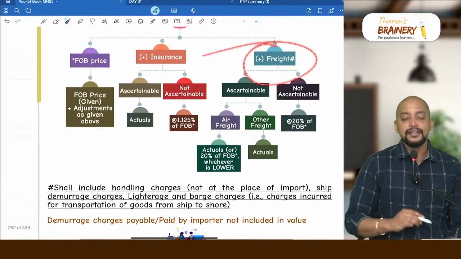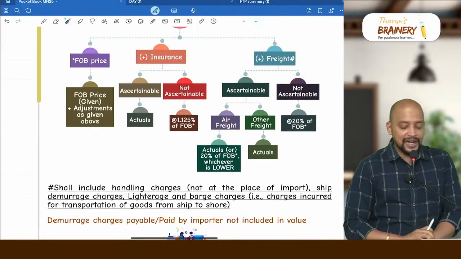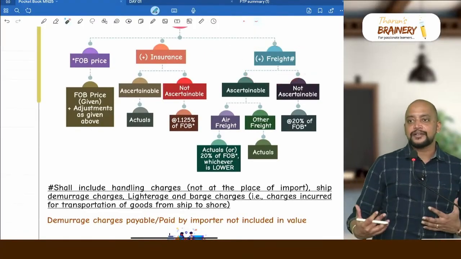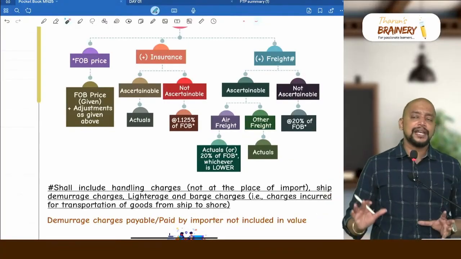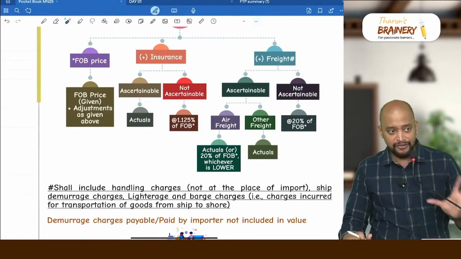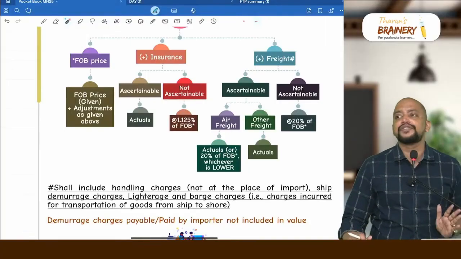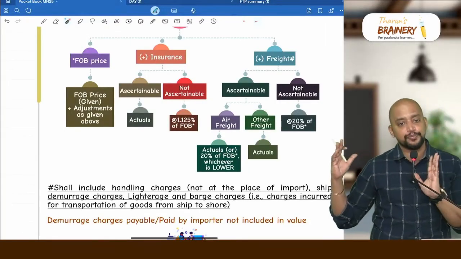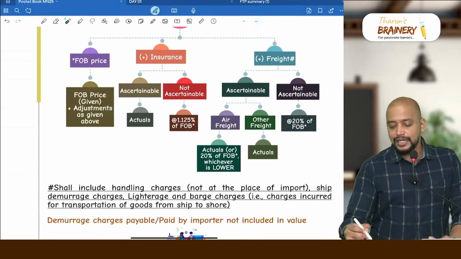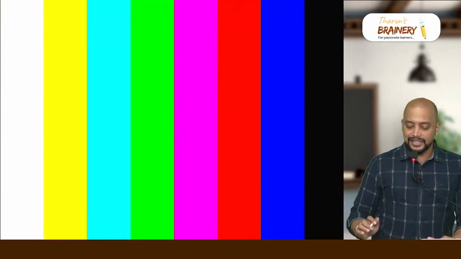That is this freight. Then one more special point related to freight: whenever we pay the freight, we compare it with 20% of FOB. And be careful, whenever we take 20% of FOB, it is from which place to which place? From the factory of the exporter to the port or airport of the importer. Okay, so let's try to understand this with an example.